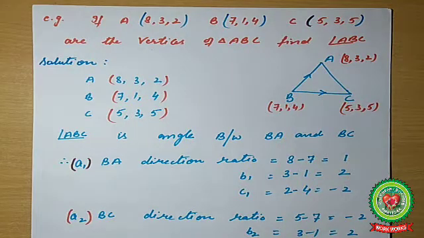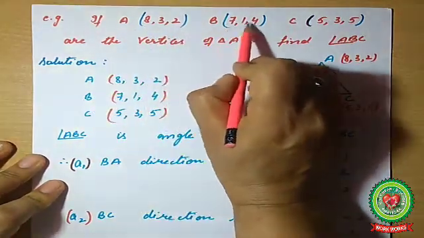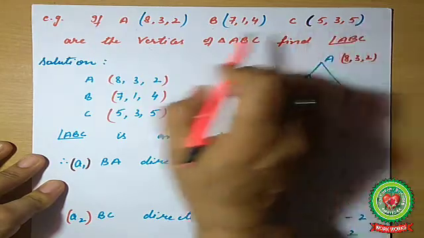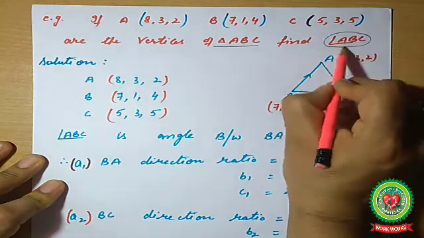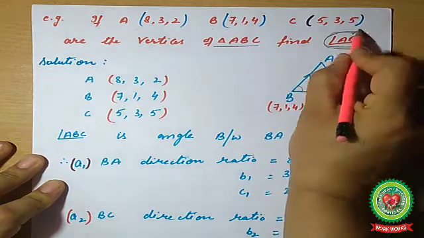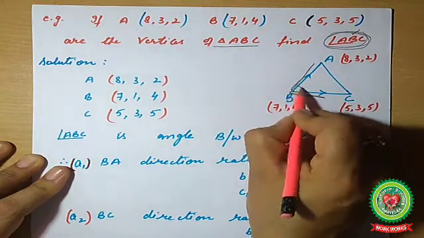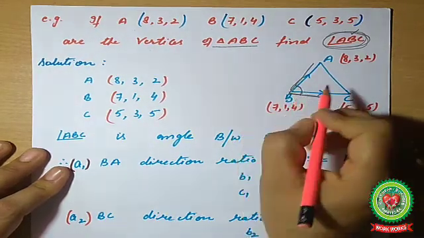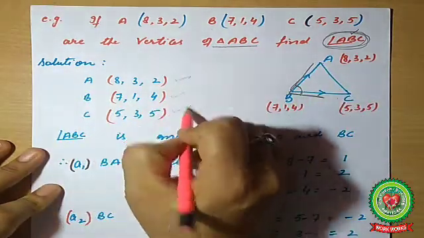Now I am taking one more example in which we will learn how to find the angle when points are given. Points A (8, 3, 2), B (7, 1, 4) and C (5, 3, 5) are the vertices of triangle ABC, and you have to find angle ABC. Which two arms make angle B? With center B, the arms BA and BC make angle B. That's why we should know the vectors BA and BC. The points are given, clear?